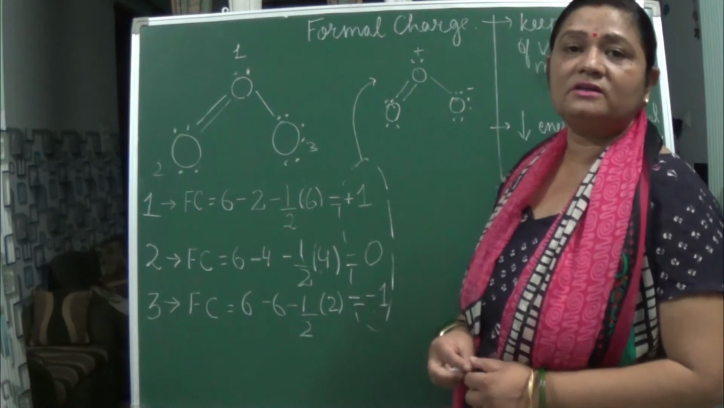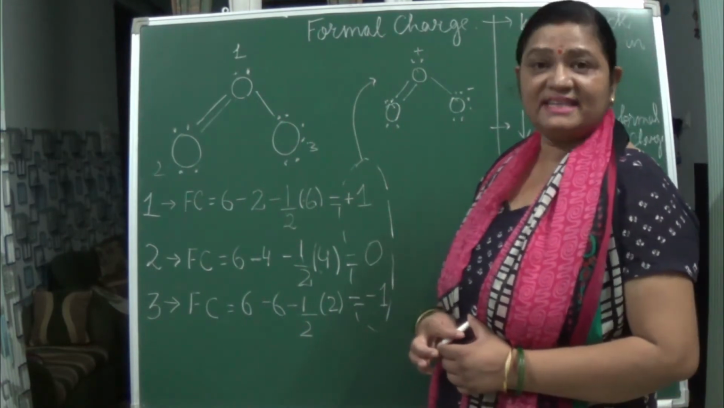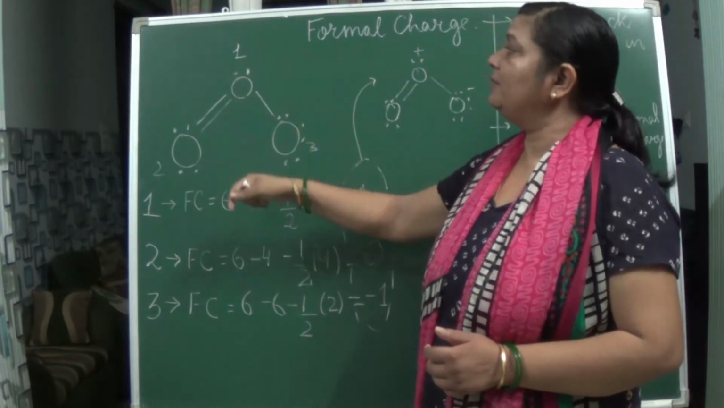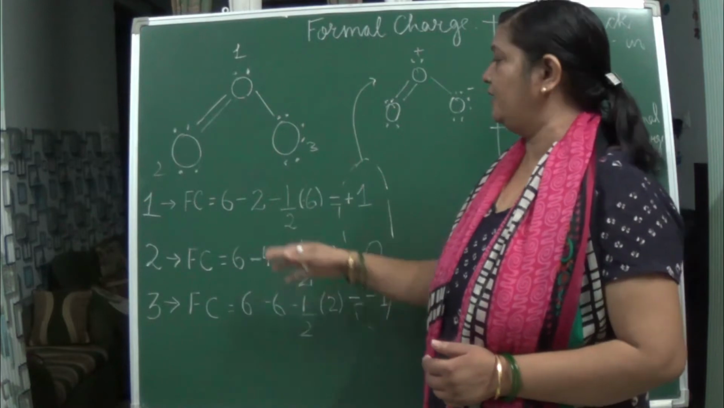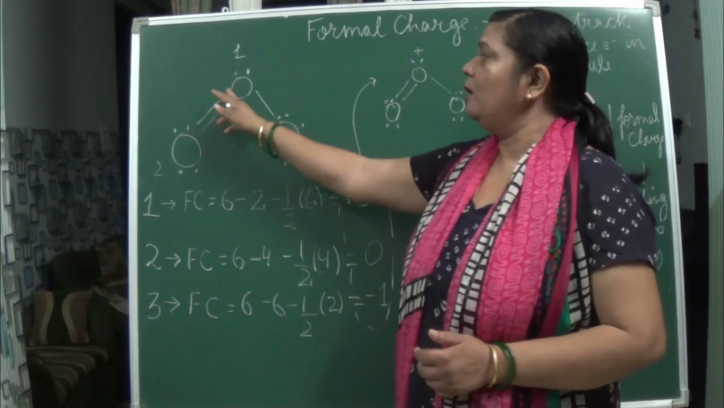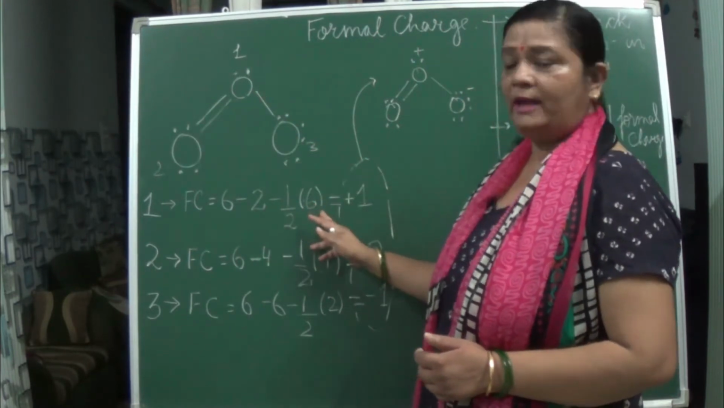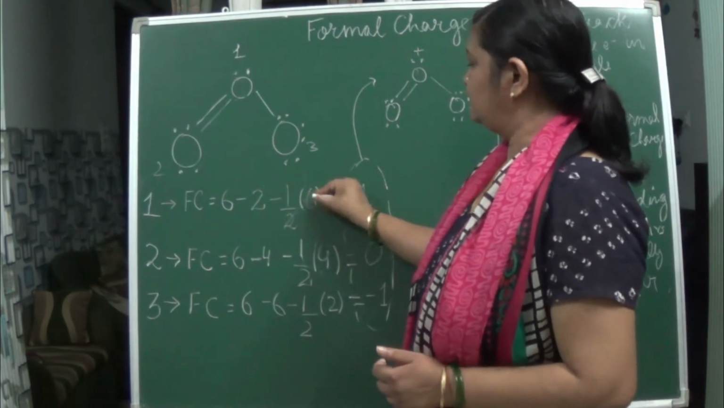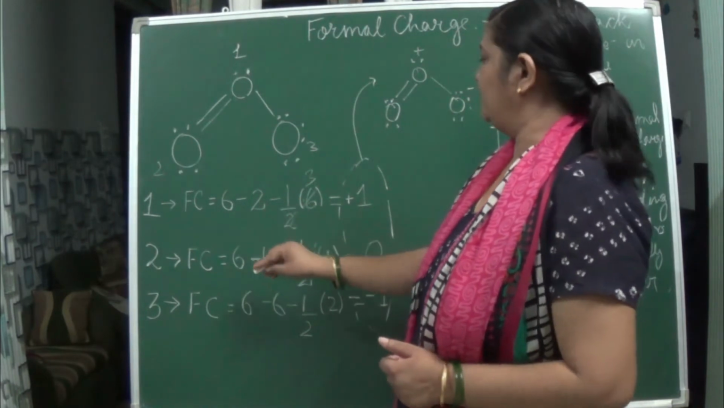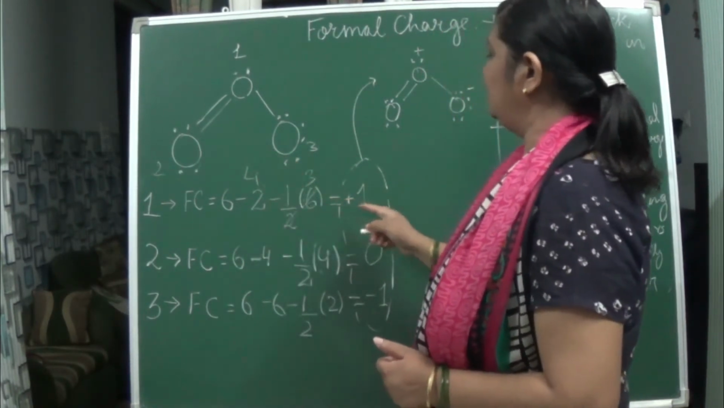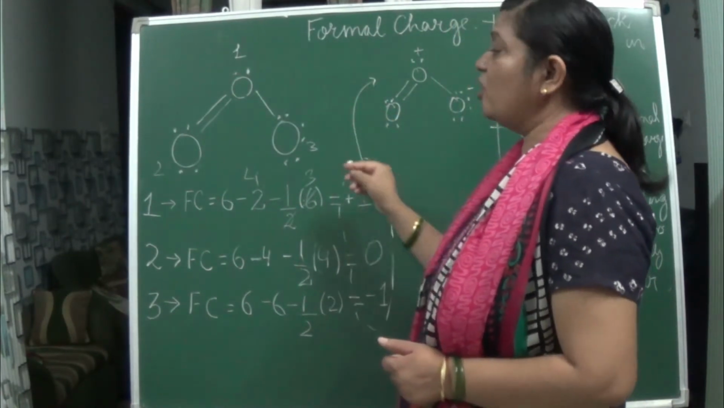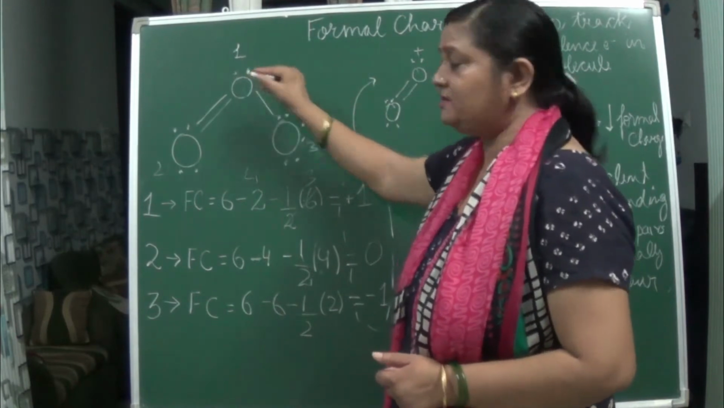How many valence electrons are there in an oxygen atom? 6, isn't it? So in the first one, how many lone pair electrons are there? Only 2, isn't it? And how many shared electrons are there? 1, 2, 3, 4, 5, 6. Now just solve this. It becomes 6 minus 2, how much? 4, and 4 minus 3 becomes 1. So what charge does this acquire now? Plus 1. The formal charge of this oxygen atom is plus 1.